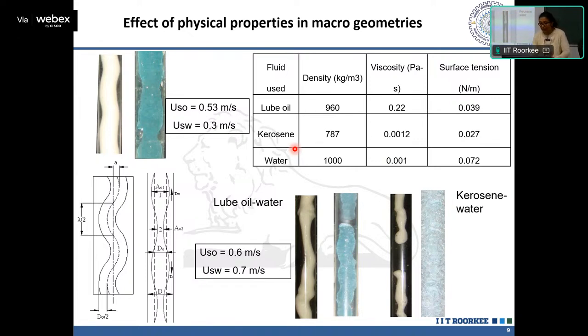As a result, what we have seen during the experiment is that in both these cases, at the same superficial velocities, they are forming annular flow. This is a vertical experiment. So we have seen formation of annular flow in both cases, but you can certainly see that though it is annular, the distribution is not the same.